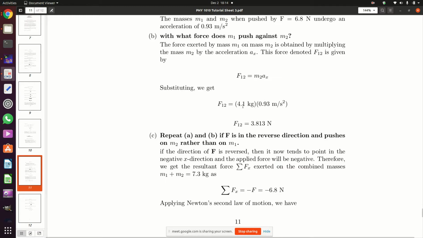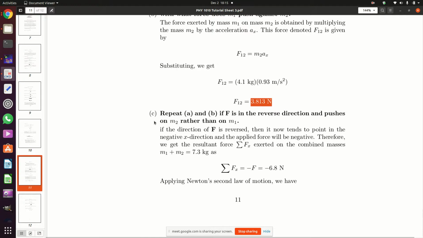M2 has a mass of 4.1, multiplied by the acceleration it is undergoing, which is 0.93 meters per second squared. Therefore, the force which M1 exerts on M2, we get it as 3.812 newtons.